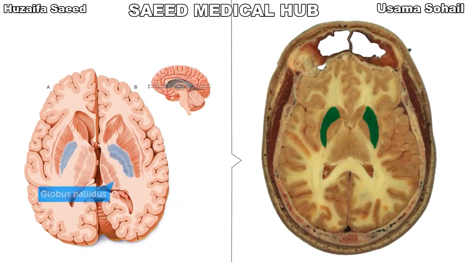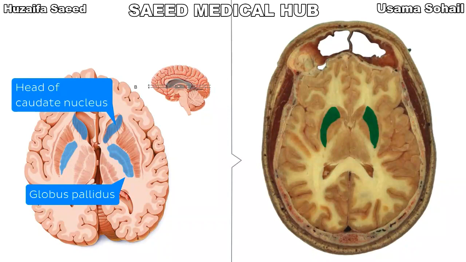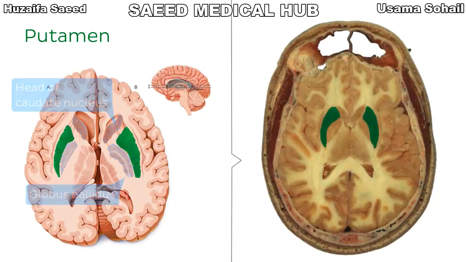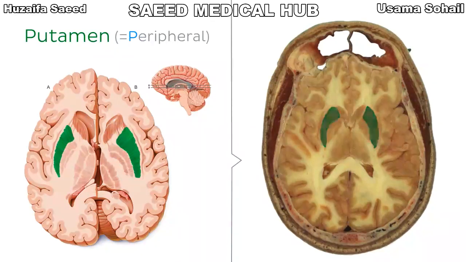Just lateral to the globus pallidus and posterior to the head of the caudate nucleus, we see the larger putamen, highlighted in green here. Like the globus pallidus, the putamen serves similar functions but also plays a role in some types of learning. When you are trying to remember the relationship of the putamen and the globus pallidus, remember that putamen starts with a P and is the most peripheral of the two structures here.